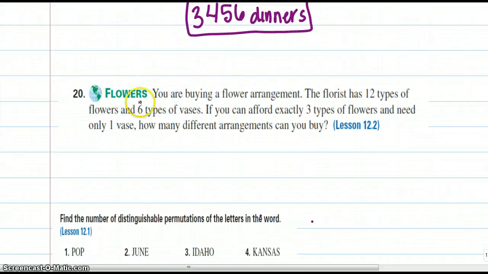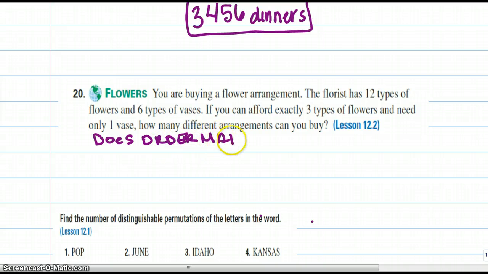Next, if you want to write the problem down, go ahead and hit pause. If not, I'm going to keep going. You are buying a flower arrangement. The florist has 12 types of flowers and 6 types of vases. If you can afford exactly 3 types of flowers and need only 1 vase, how many different arrangements can you buy? Now, remember that question I wanted you to ask yourself. Does order matter?